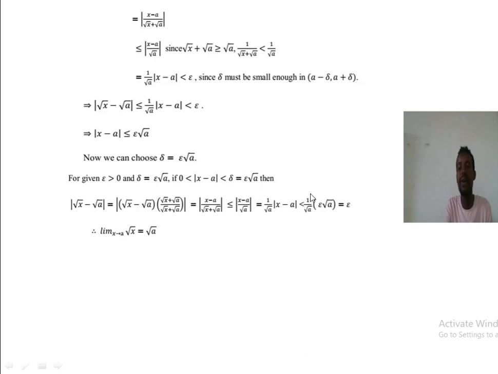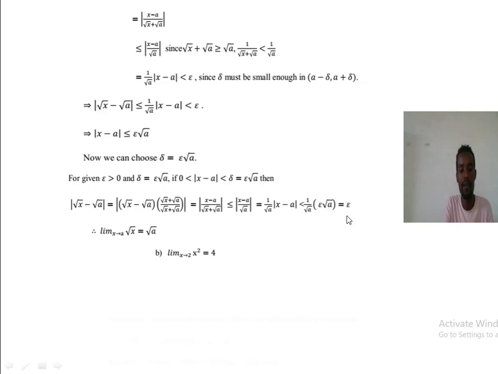Again, this is less than 1 over square root of a times delta. Then our delta is epsilon times square root of a. Then square root of a cancels with square root of a, which is 1, and we have epsilon. So we have that the limit of square root of x as x goes to a is square root of a.